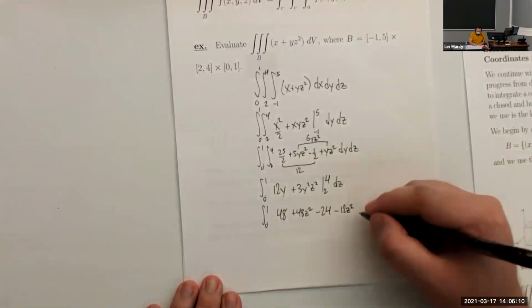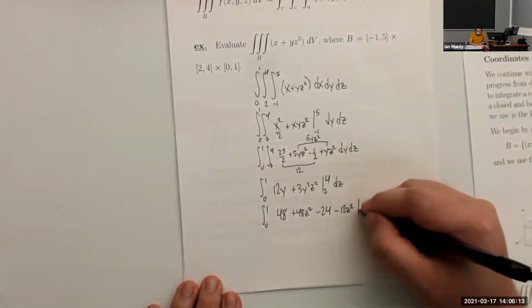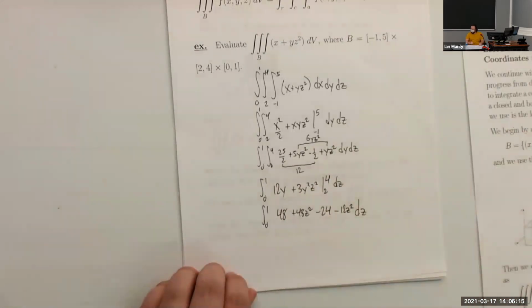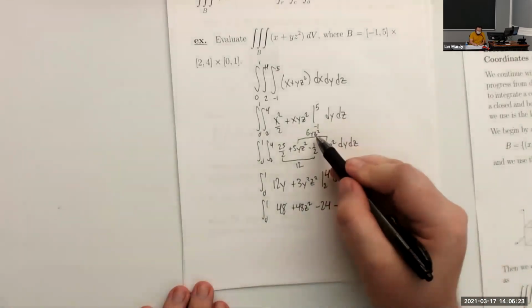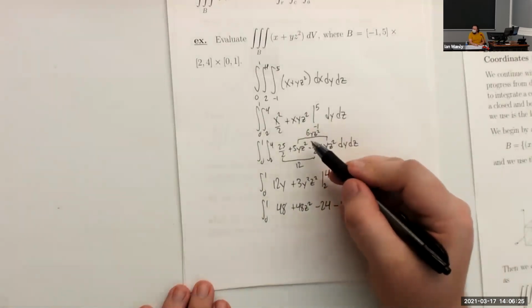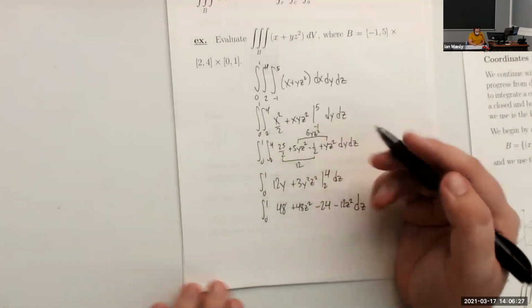Yeah, that's okay. All right. And finally, we just have one more integral here. Oh, is it 3 or 6? No, it's 3 because this was 6yz squared. We raised the power to 2 and then divided by 2 right there.